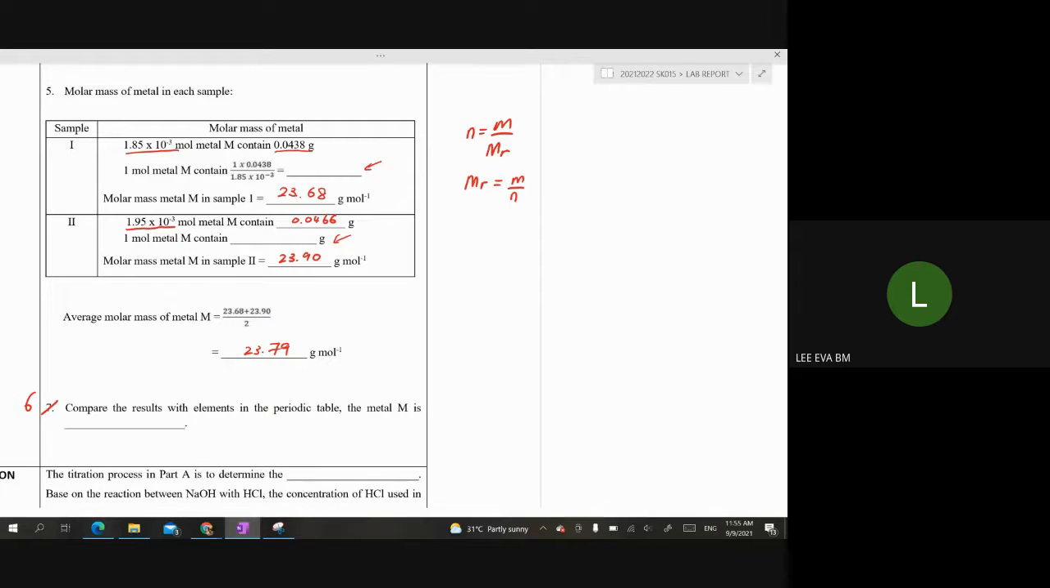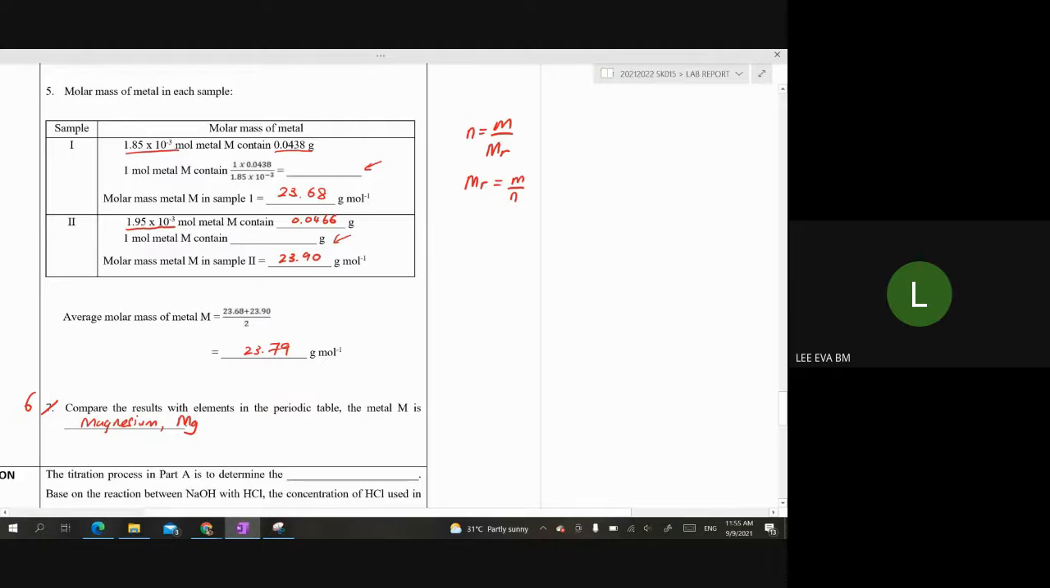Okay, the last ones over here are number 6 and number 7. Compare the result with the element in the periodic table. So for your metal M, refer to your periodic table, if you still remember. In group 2, we have the elements beryllium, magnesium, calcium, and so on. Which one is the closest to 23.8? Magnesium. Therefore, this metal is actually magnesium, Mg.